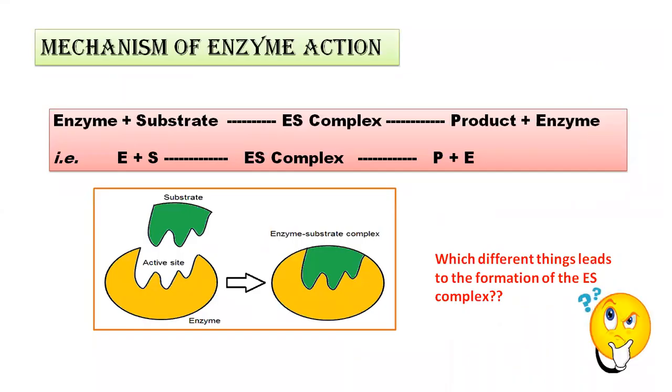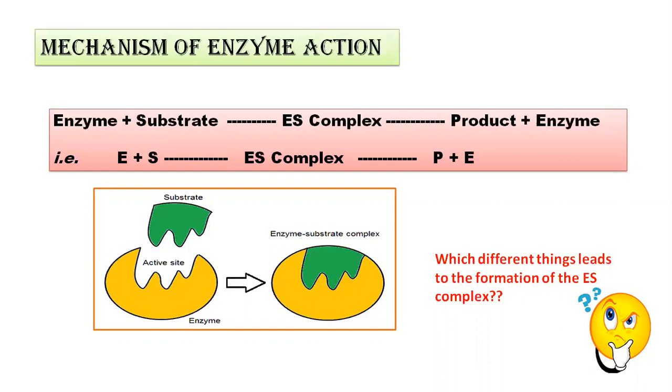To study the mechanism of enzyme action, one should remember a basic equation of a reaction, and that equation is enzyme plus substrate. It forms ES complex, that means enzyme substrate complex, and that enzyme substrate complex later on gets converted or forms a product, and the enzyme is again liberated. That is E plus S gives ES complex, and ES complex forms product, and again the enzyme is liberated.